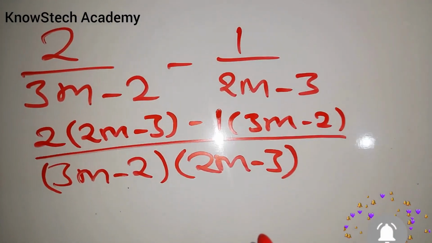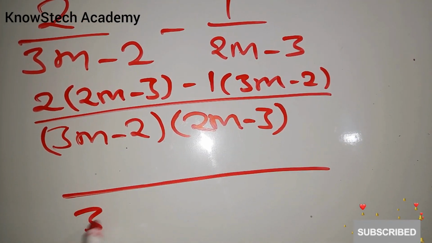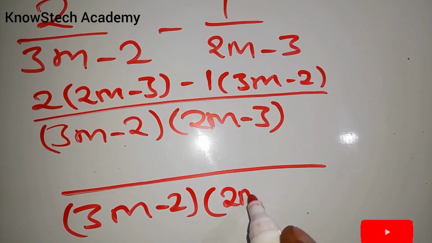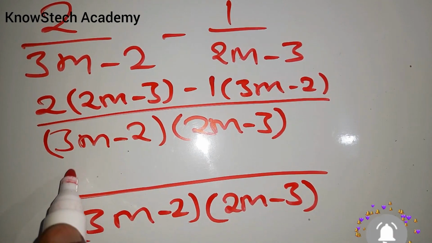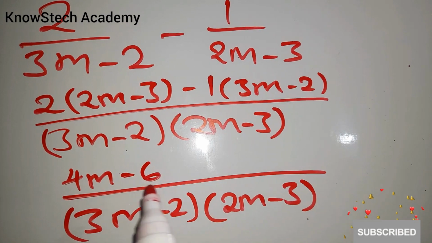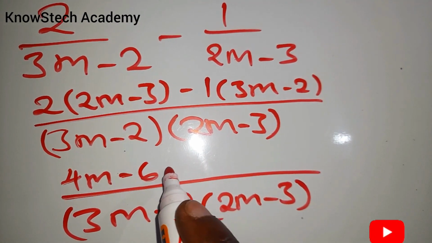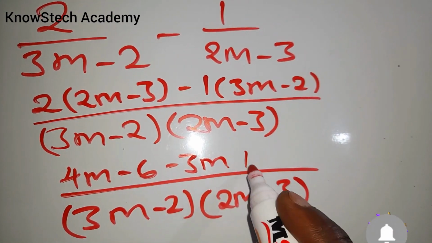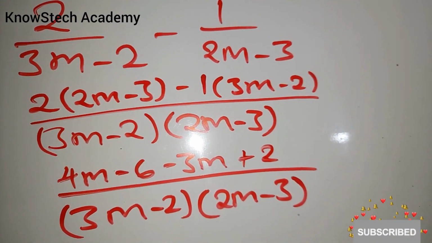Then we write our denominators, which is 2m minus 3 here. Then 2 times 2 there will be 4m. 2 times negative 3 is negative 6. Negative 1 times positive 3 is negative 3m. Negative times negative there is positive. 1 times 2 is simply 2.